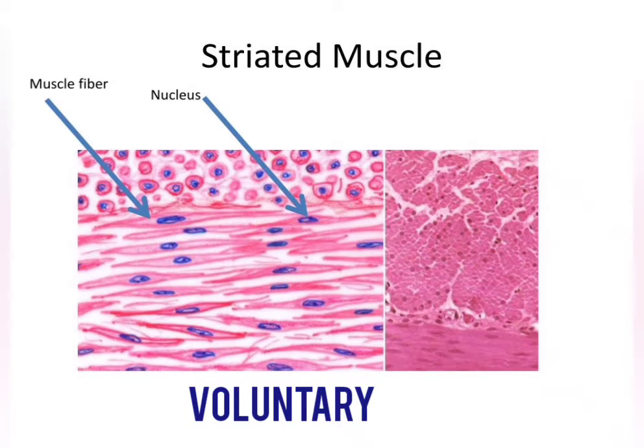They occur in arms, legs, hands, feet, neck, face, body wall, tongue, pharynx, diaphragm, upper part of esophagus, etc. Striated muscles can contract rapidly and powerfully. And what are the functions?